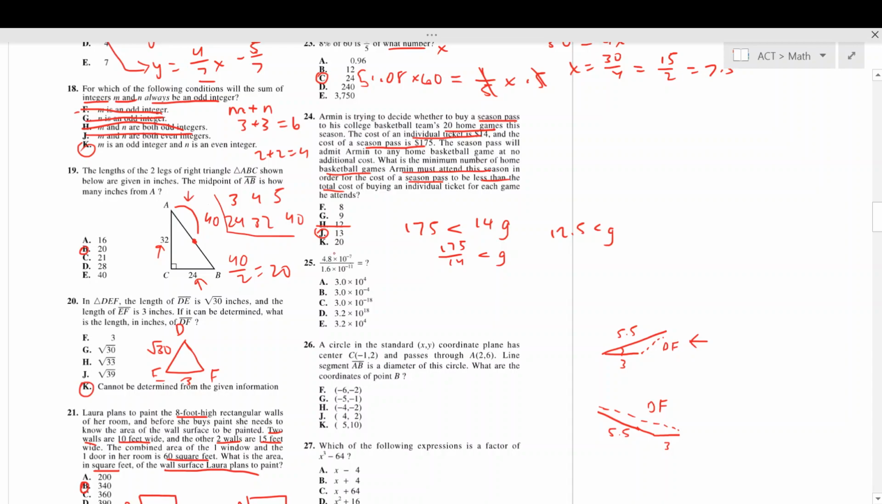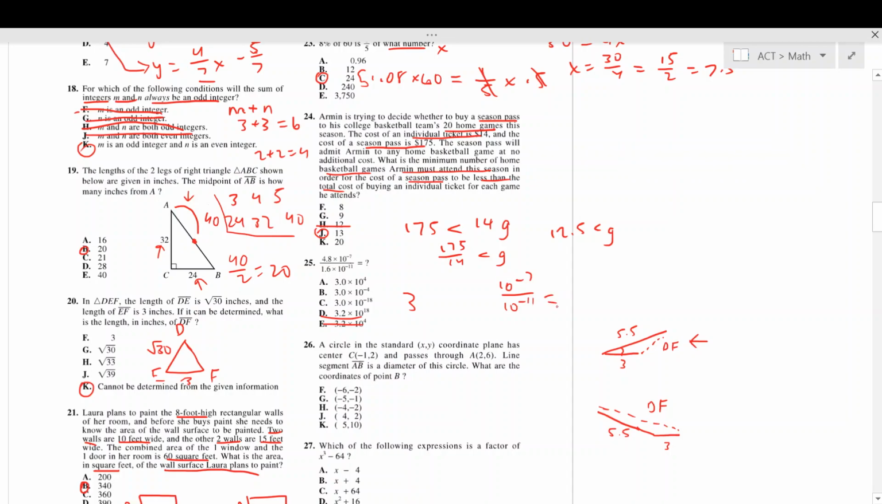So we can break this up. We can do 4.8 divided by 1.6, and then 10 to the negative 7 divided by 10 to the negative 11. So let's do that first. 4.8 divided by 1.6, that would be 3. So already, we can mark out this answer and this answer. And then 10 to the negative 7 divided by 10 to the negative 11.